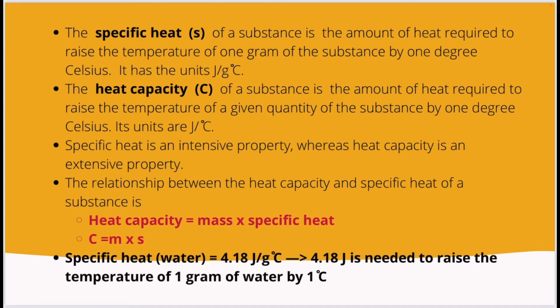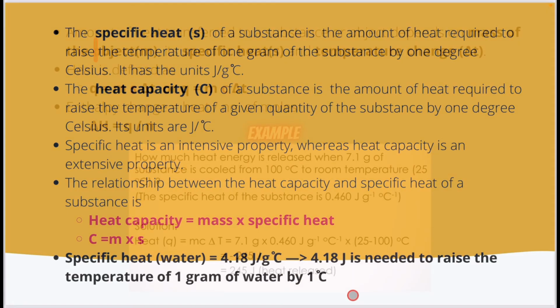The relationship between the heat capacity and specific heat of a substance is: heat capacity is equal to mass times specific heat. So this is the example. C is equal to m s. Specific heat for water is 4.18 joule per gram degree Celsius. So 4.18 joule is needed to raise the temperature of 1 gram of water by 1 degree Celsius.